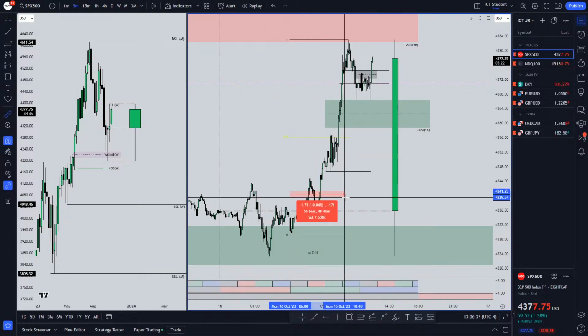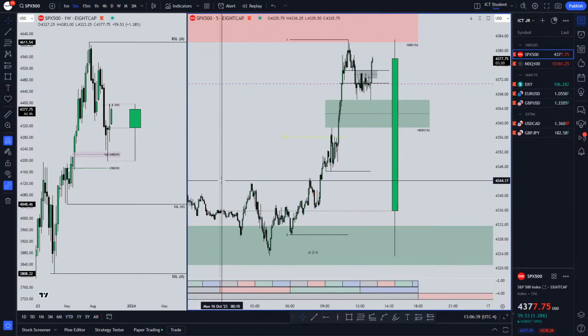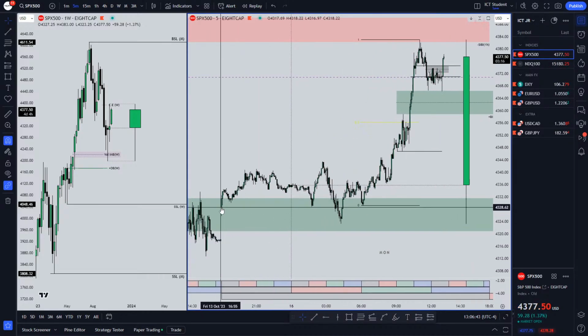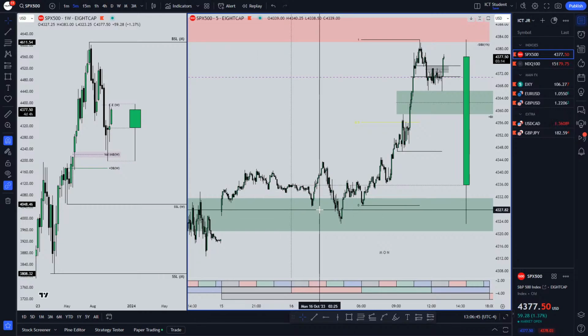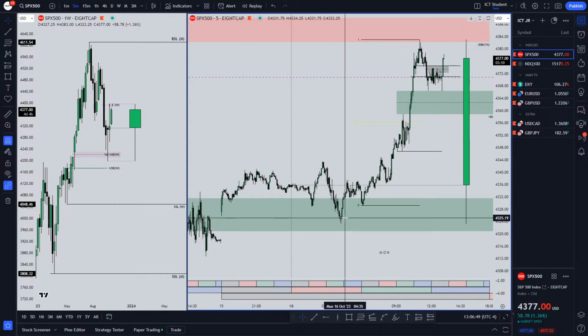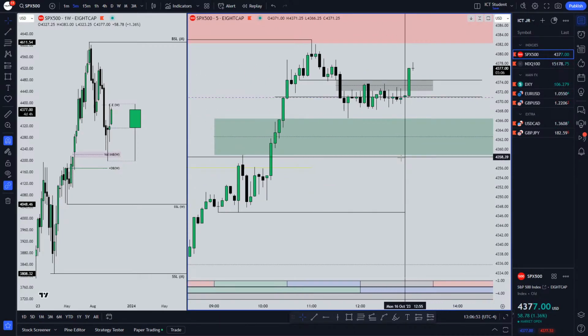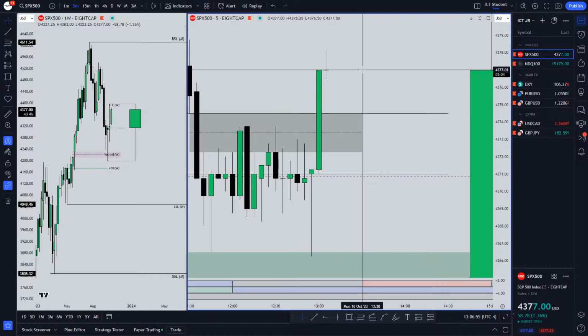This was the distribution phase. This was the manipulation phase. You can see that. Then this was accumulation right here from Sunday to midnight. Then we dropped, and then we started rallying. Very simple and sweet, just quarterly theory.